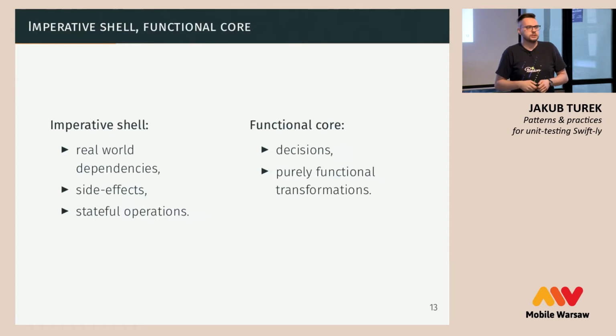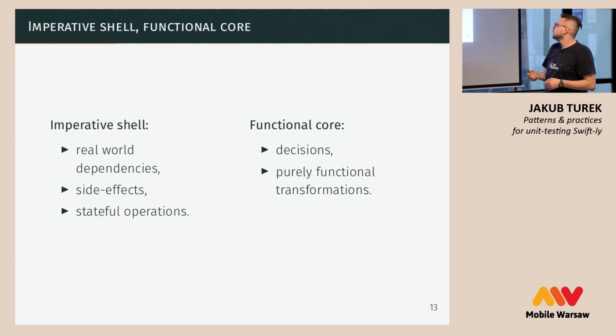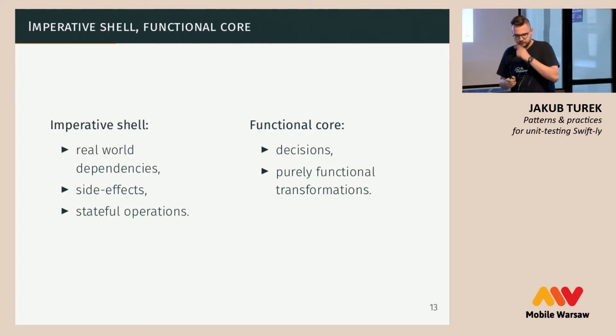The point of this talk is that it divides the code into two parts. The imperative shell that has real-world dependencies, that does all the side effects, has stateful operations, and the functional core, which are the functions. They do all the decisions, so all the if and switch and guard statements should be in the functional core, and this functional core should only do purely functional transformations.